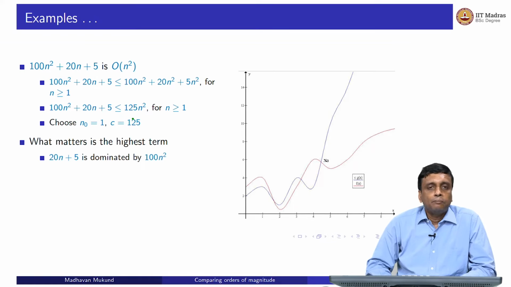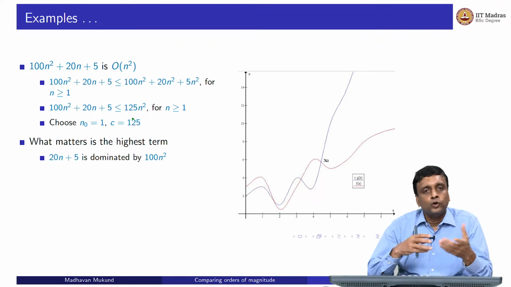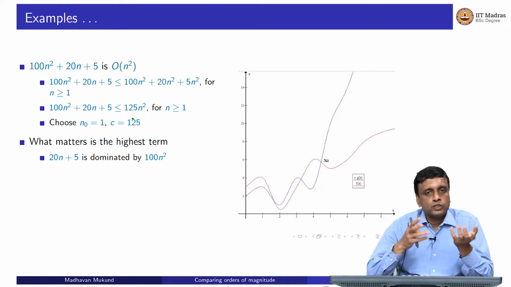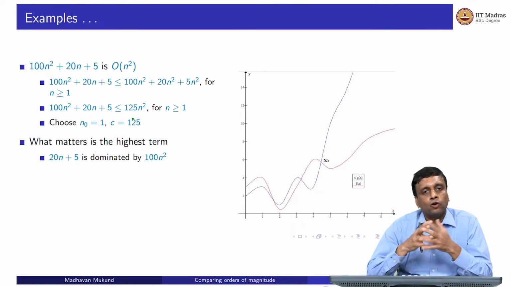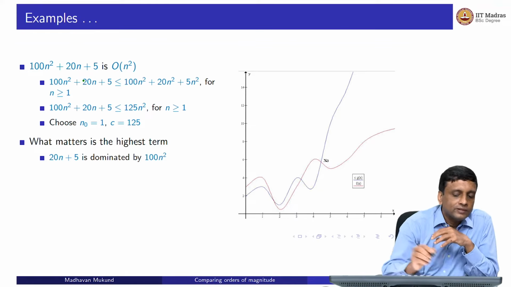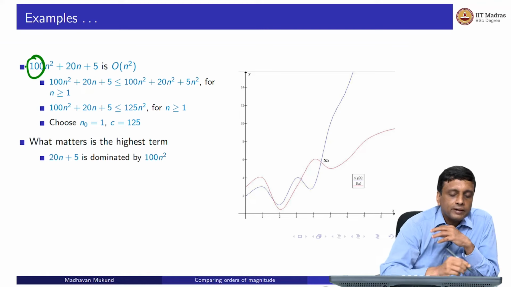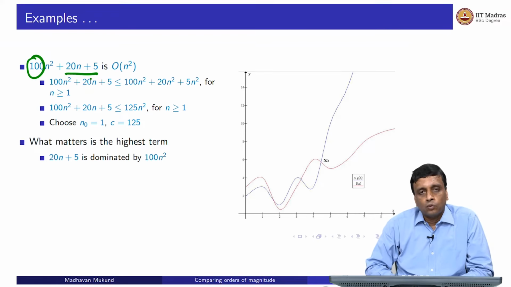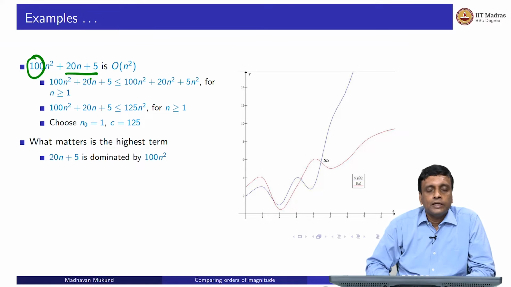So what really matters in some sense is the highest term. What we are saying is that any polynomial in which the highest term is n squared is big O of n squared. So n squared is as big as any polynomial of degree 2 in this order of magnitude notation. In particular we have this constant 100 which does not matter. We also have this extra linear term which is going to be dominated by the quadratic term. So all these things go away. So really we are looking at the highest power when we are comparing polynomials.